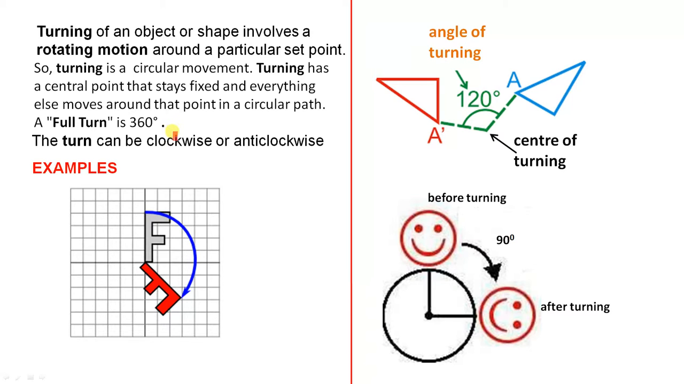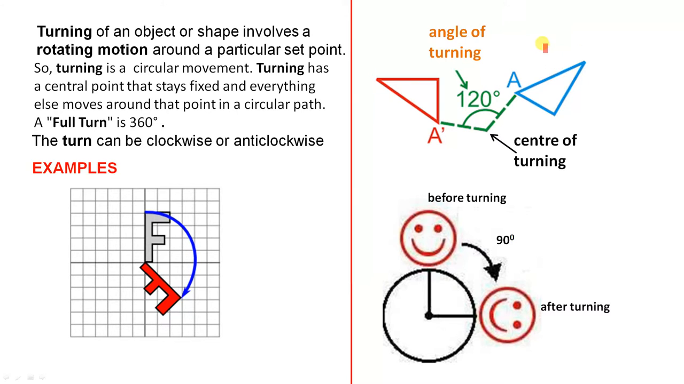A full turn is 360 degrees. So that's like a circle. A turn can be clockwise or anti-clockwise. So this grey letter F has been turned in that direction, which is clockwise, and there's the fixed point.